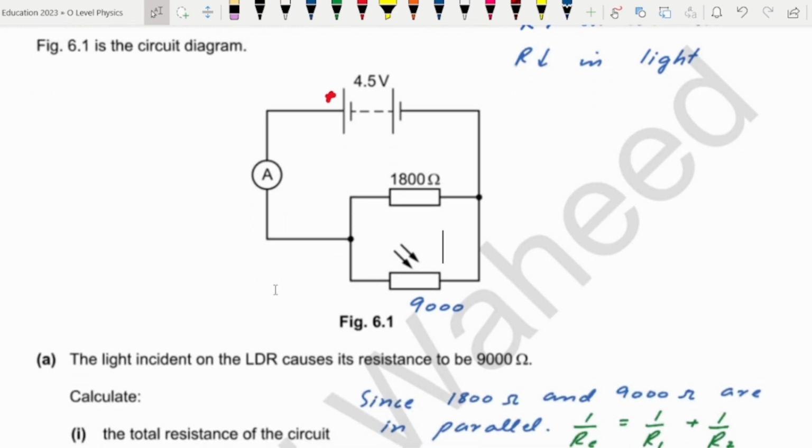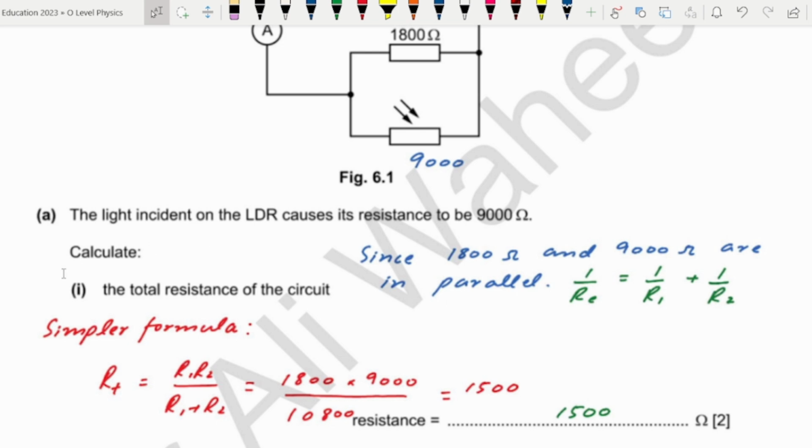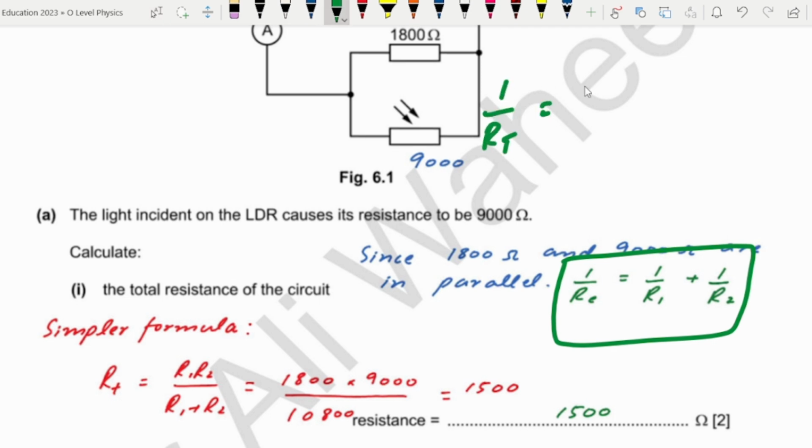The light incident on the LDR causes its resistance to be 9000. The resistance of the second one is also given, 9000. For the first one it is 1800. You need to find, in the first part, the total resistance of the circuit. This is a standard formula for when the resistors are connected in parallel. So it'll be 1 over R total equals 1 over 1800 plus 1 over 9000, and you simplify it on the calculator, and then you cross multiply to find the value of RT.